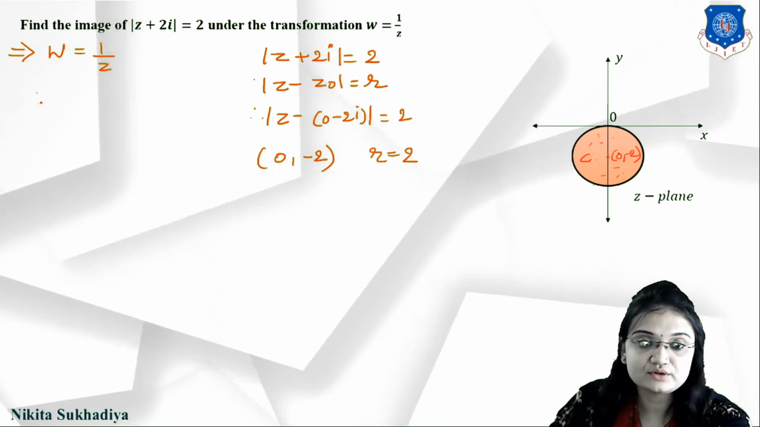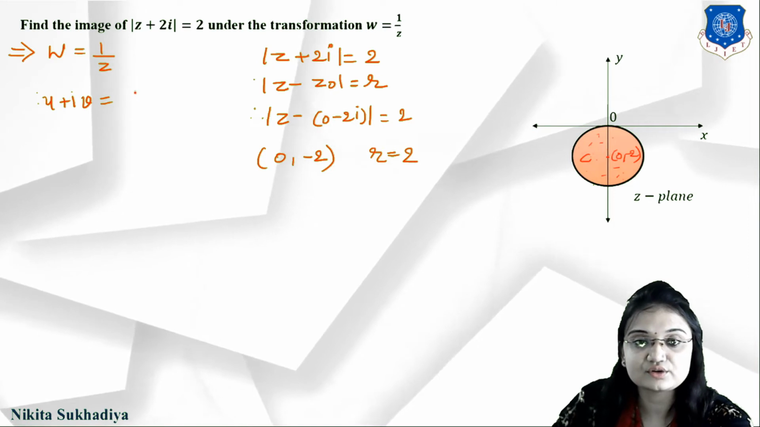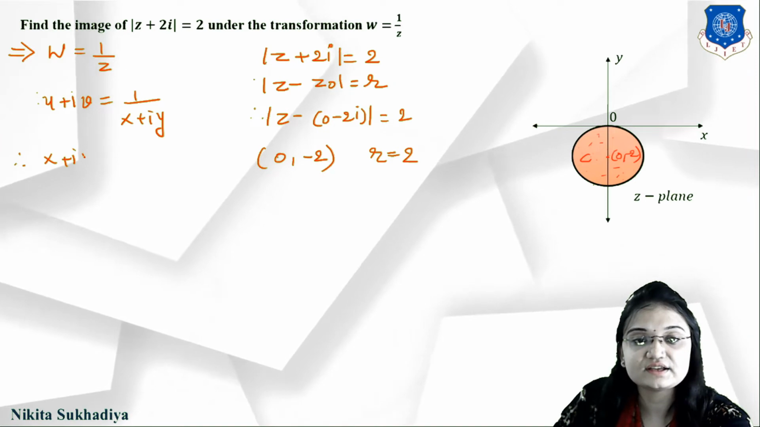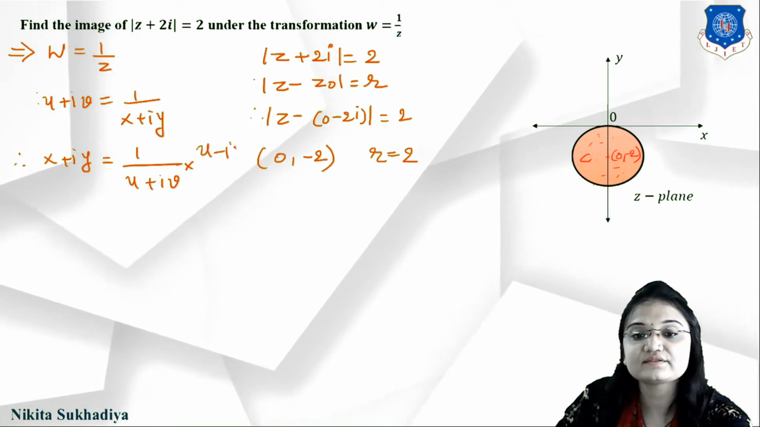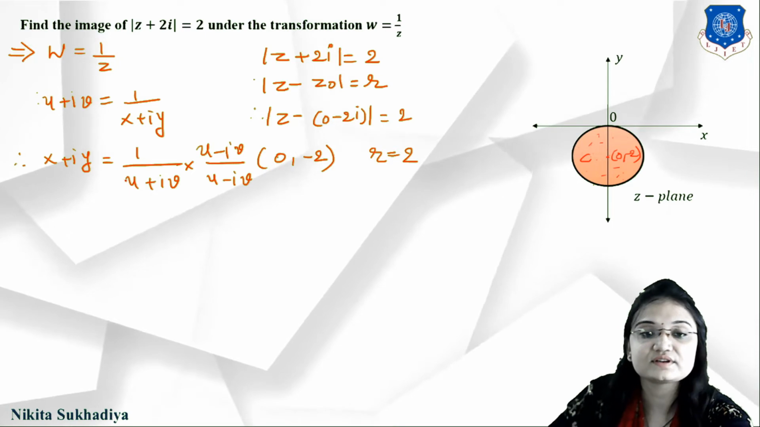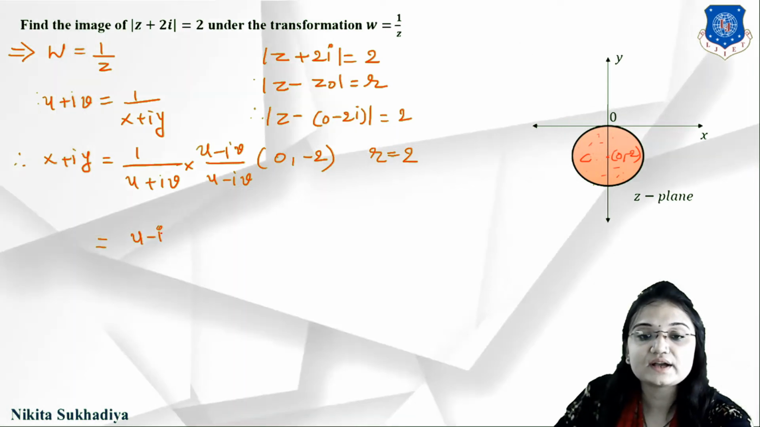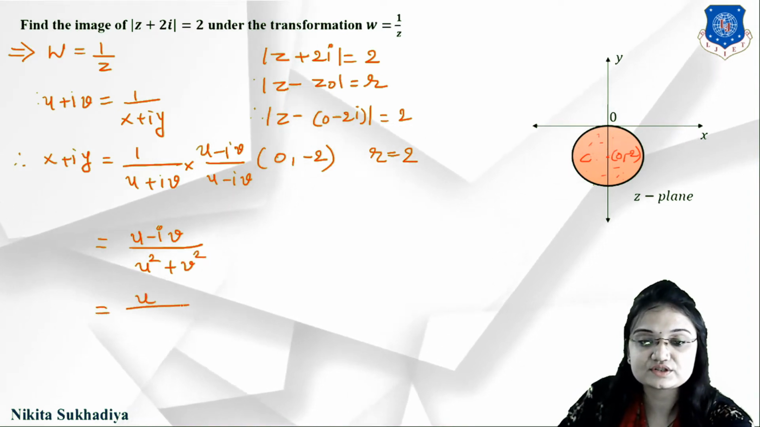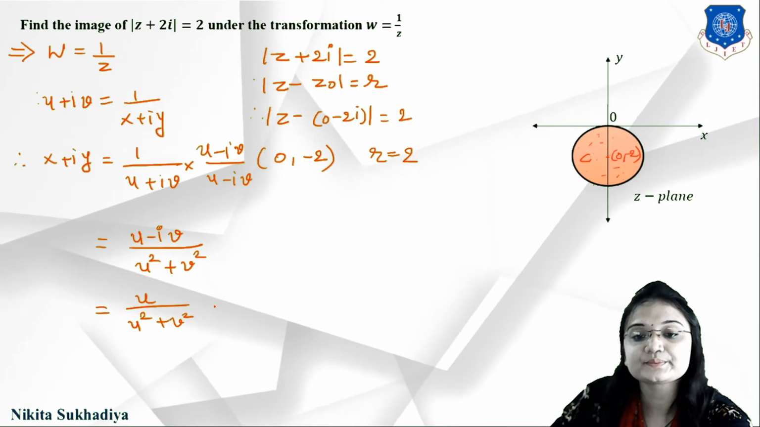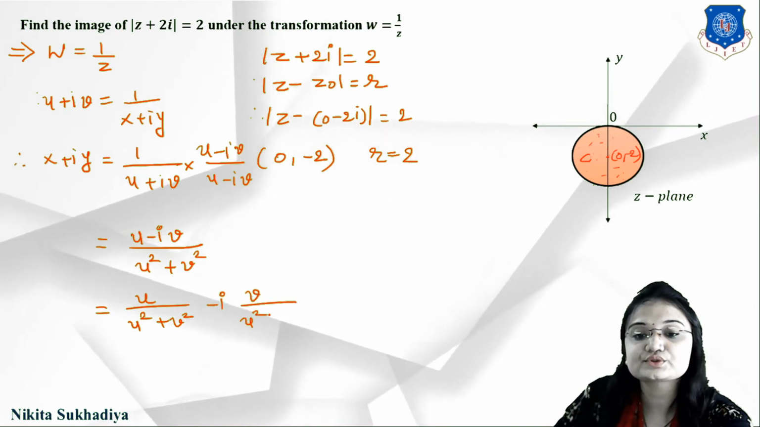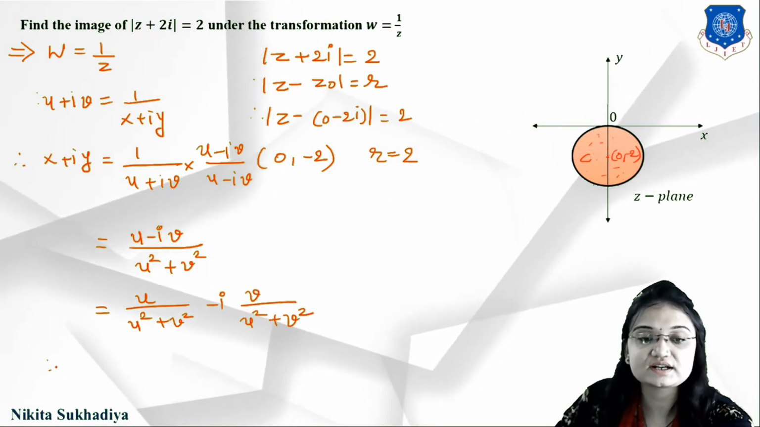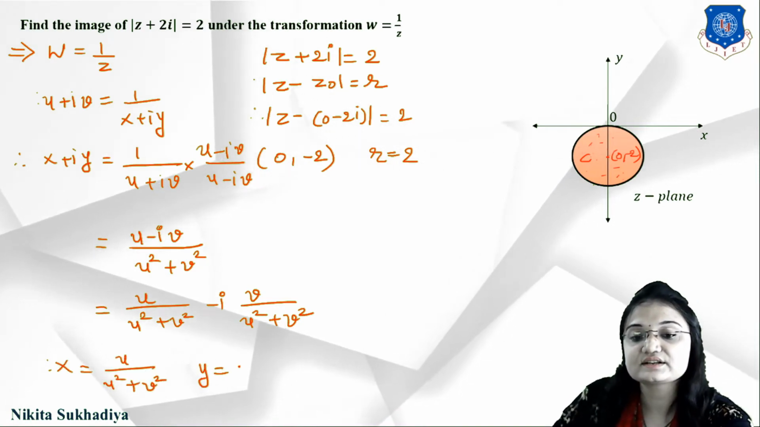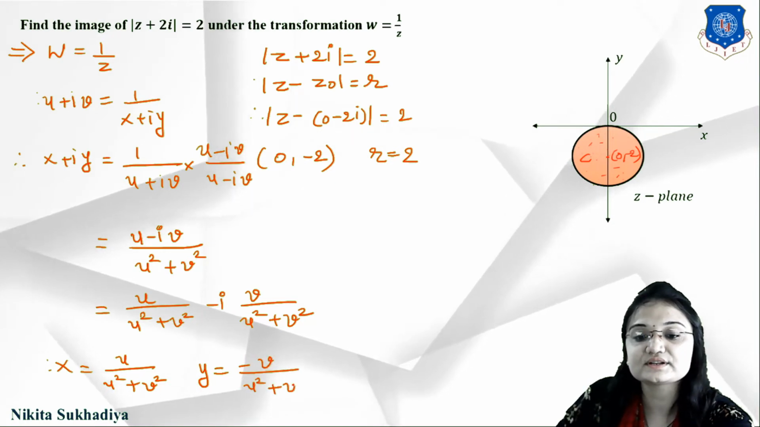So here we have w, that is, put u plus iv is equal to 1 upon x plus iy. By multiplying x plus iy with u minus iv and dividing by u minus iv, this is nothing but u minus iv upon u square plus v square. By separating it, this will become u upon u square plus v square minus iv upon u square plus v square. So we can say that here x is equal to u upon u square plus v square and y is equal to minus v upon u square plus v square.